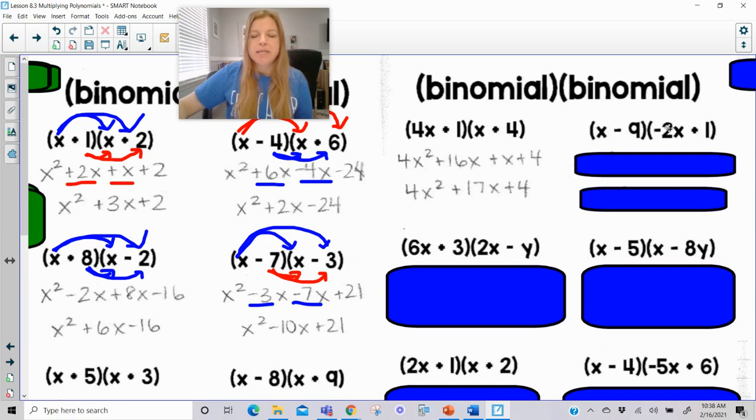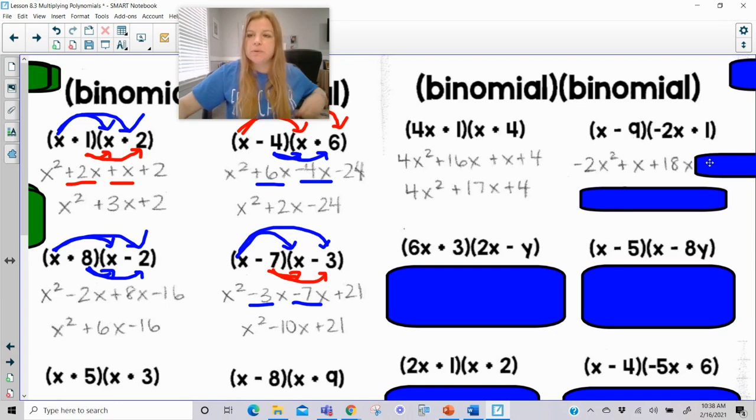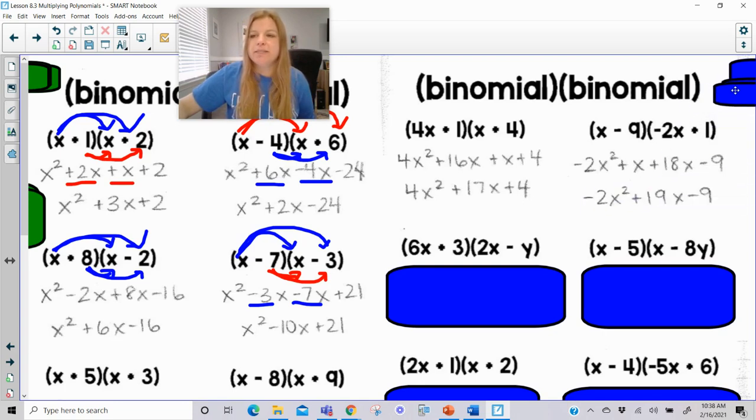Ready? x times -2x is -2x squared. x times 1 is 1x. -9 times -2x is positive 18x. -9 times 1 is -9. Combine my two middle terms here to get positive 19x.